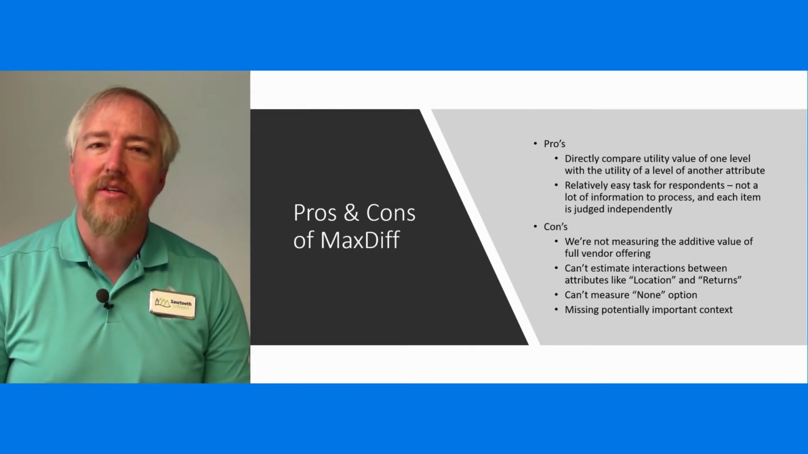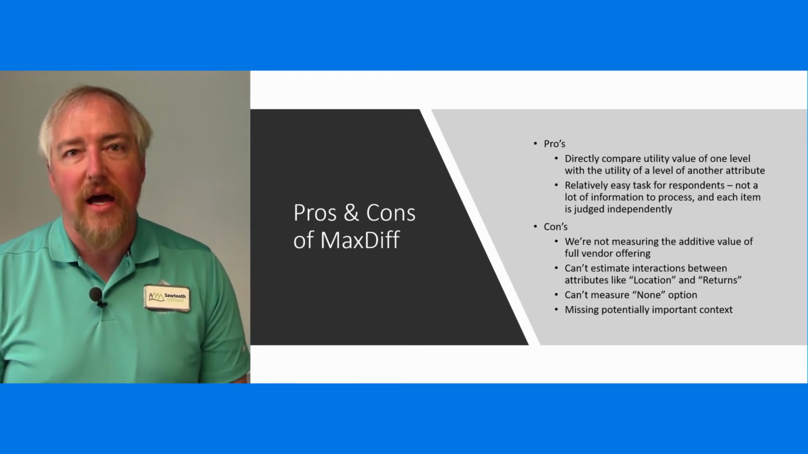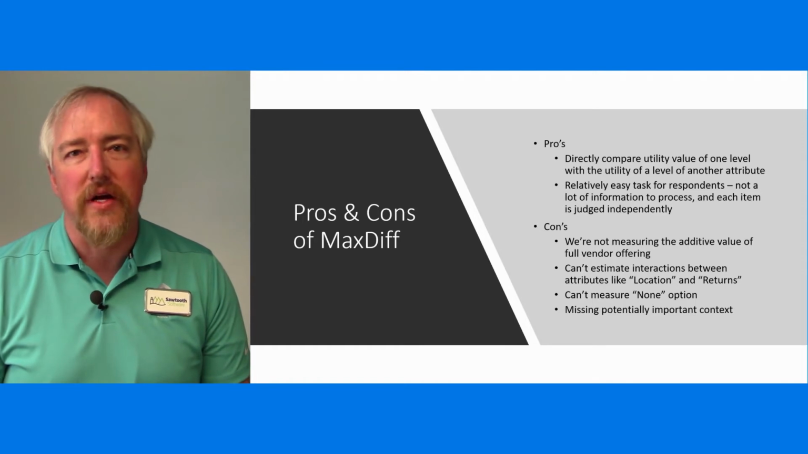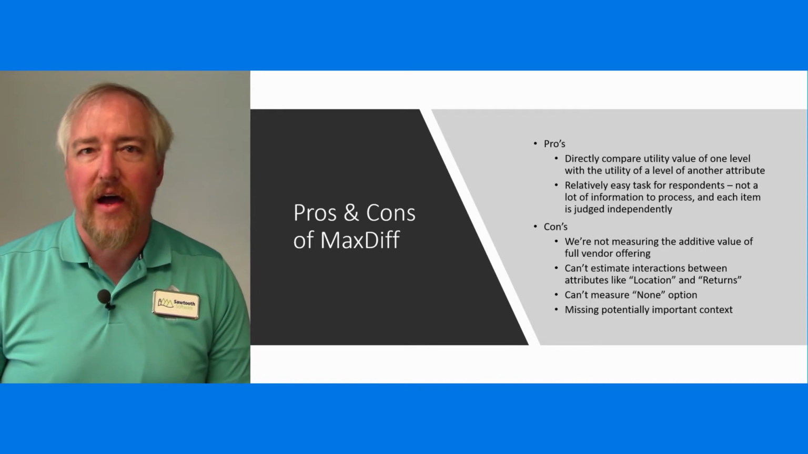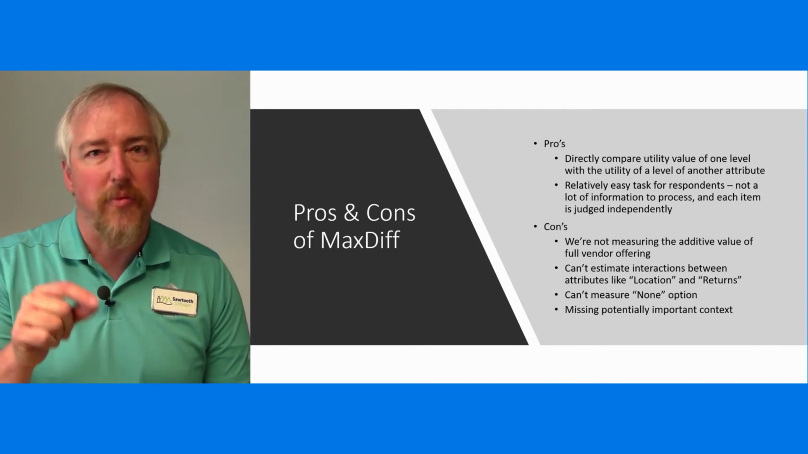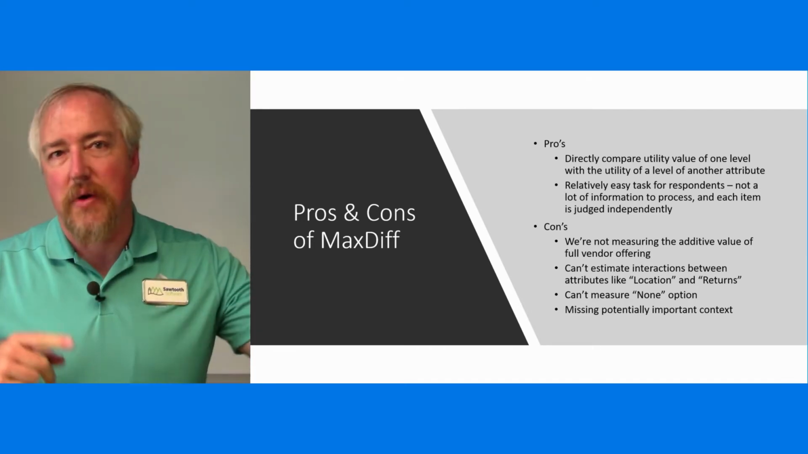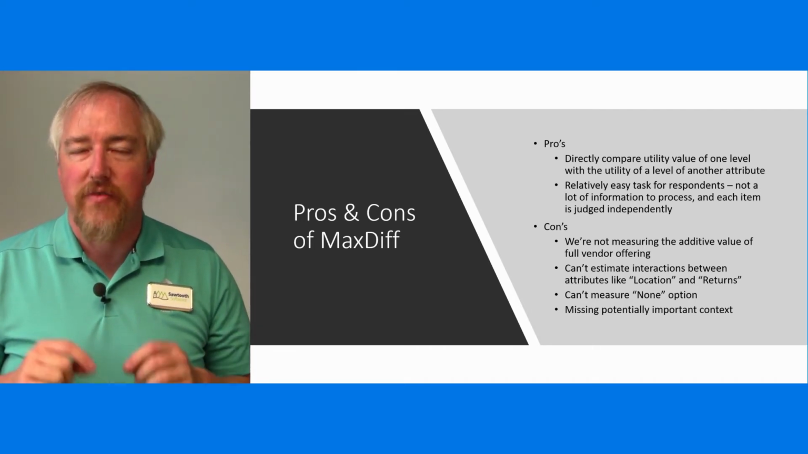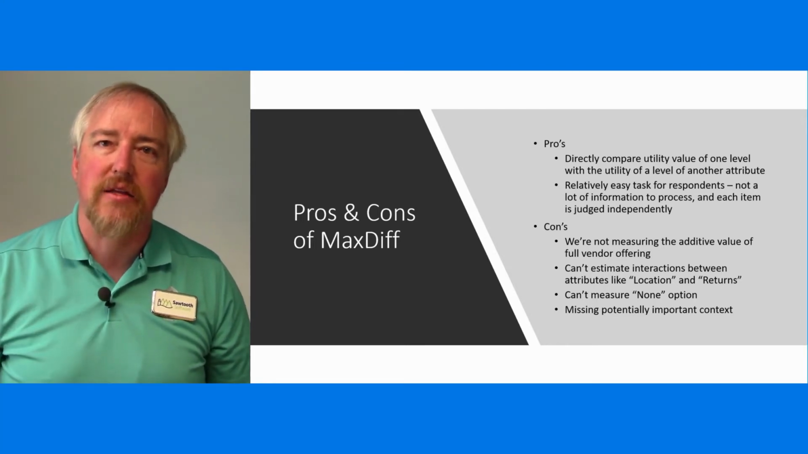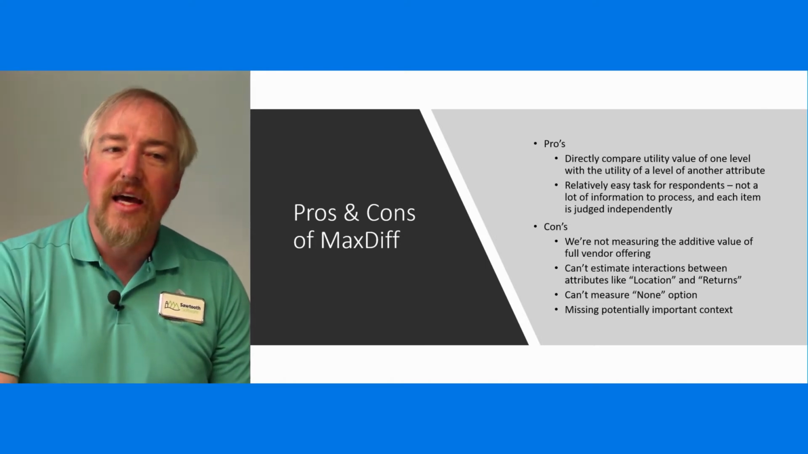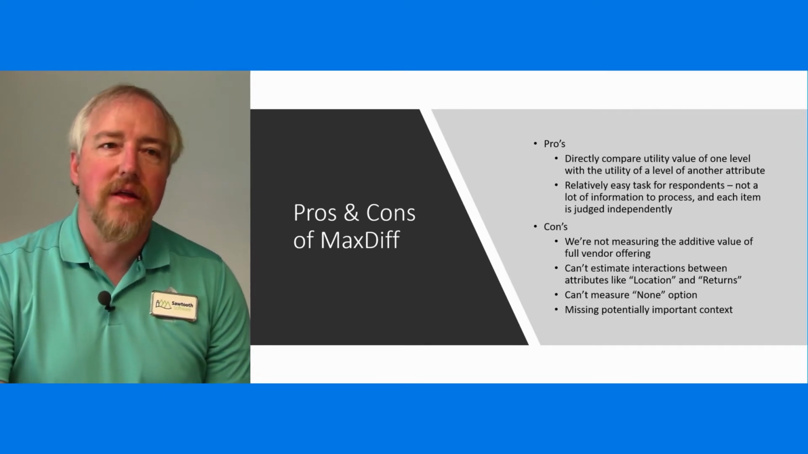We also are missing potentially important context. Sometimes these attributes have an impact on one another. So if I don't know where the vendor is, maybe I can't judge how important the return level is, right? If I have to return it directly to Prana, then I care less about where the product came from because they are responsible for getting it back to the vendor. Whereas if I have to return it to the vendor, then I care about where they are because now I have to pay the shipping cost back to the vendor. So potentially, they won't be able to make judgments on these things because we didn't give them the context that you get out of a CBC.